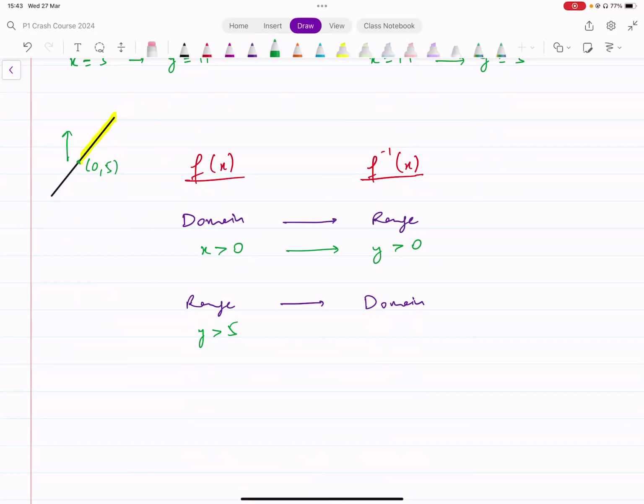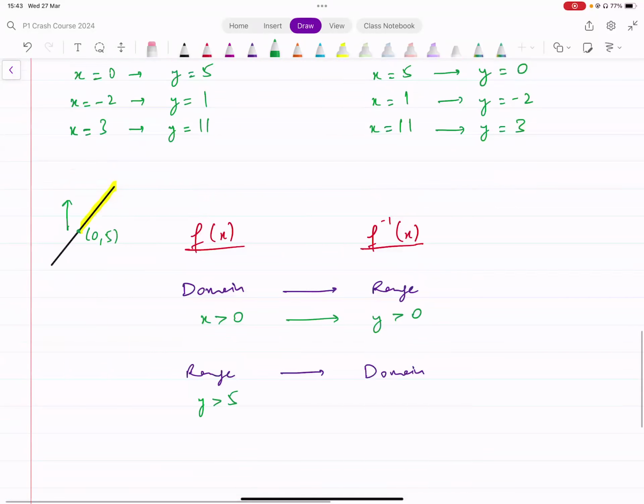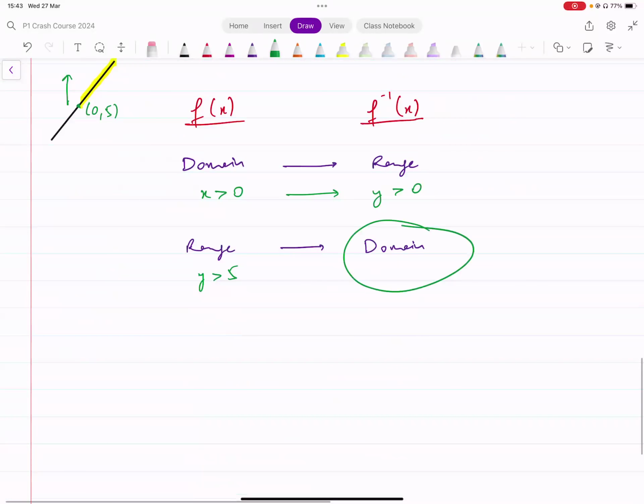What about the domain of the inverse function? The domain of the inverse function would be x greater than 5. Okay, so domain of the original function becomes the range of the inverse function, and range of the original function becomes the domain of the inverse function. Okay.